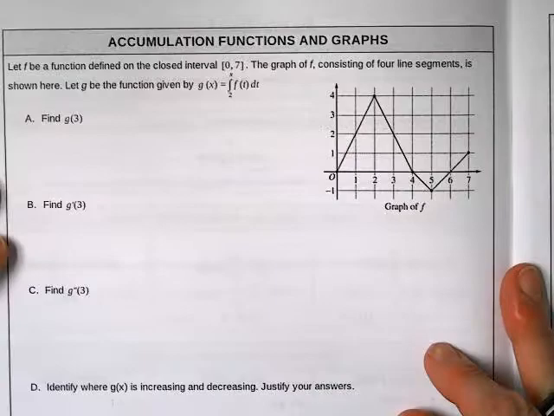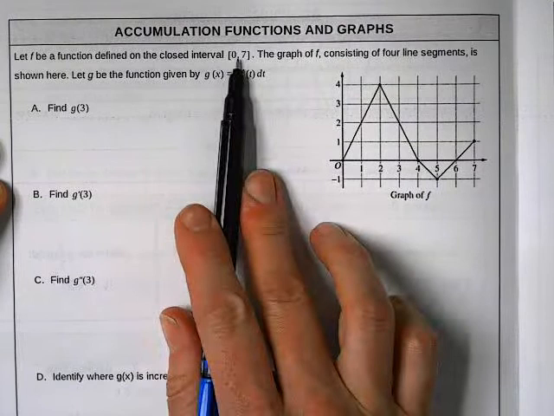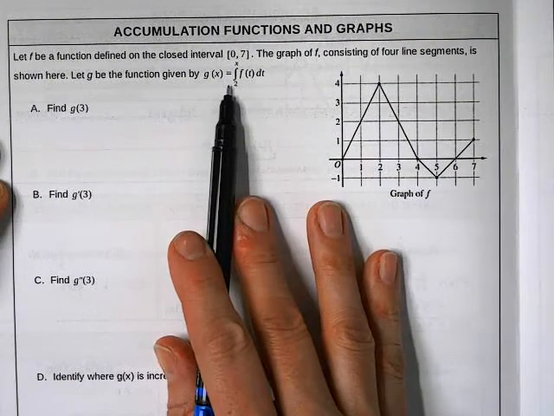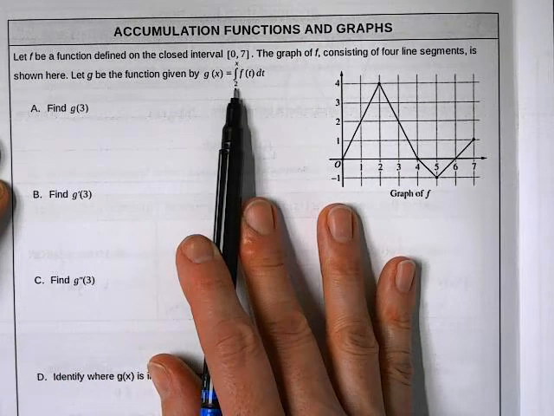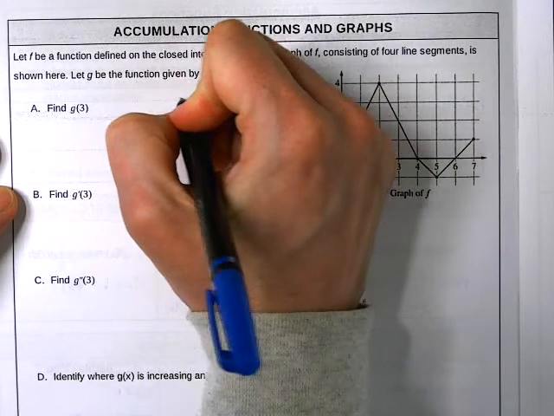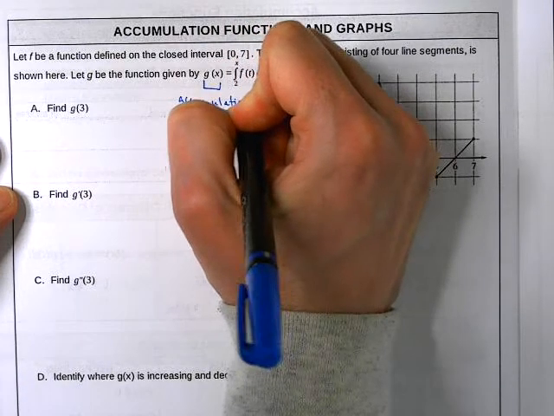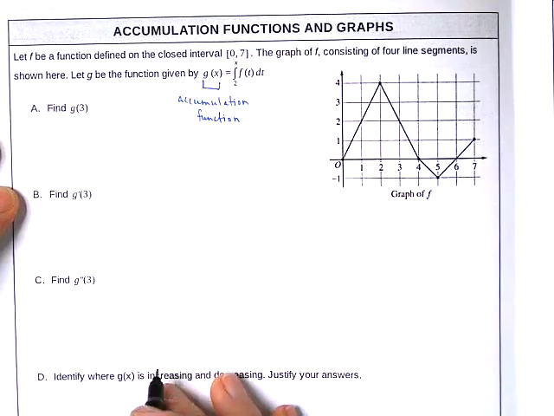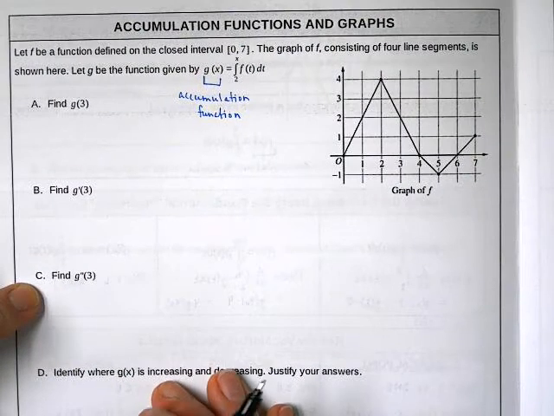All right, we have here f is our function. It's defined on the closed interval from 0 to 7. We have a graph of f here, and we have g, which is a function that's defined as the integral from 2 to x of f of t dt. So again, g of x here is an accumulation function. It's defined as the integral of f. All right, so the first three questions are questions we had in the Unit 6 test. Those are not new at all.